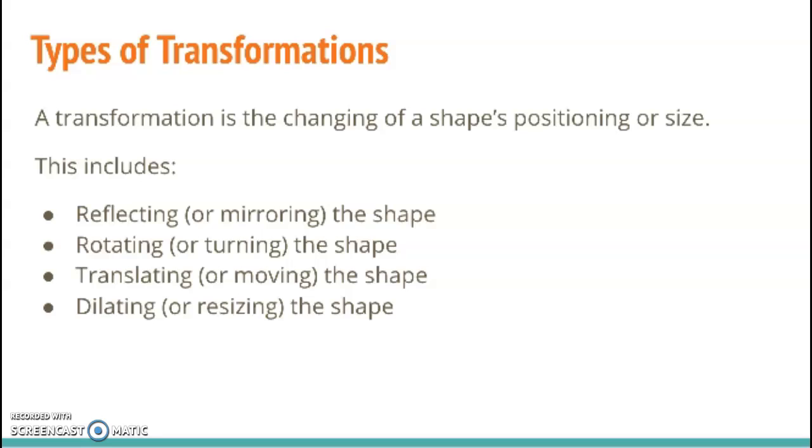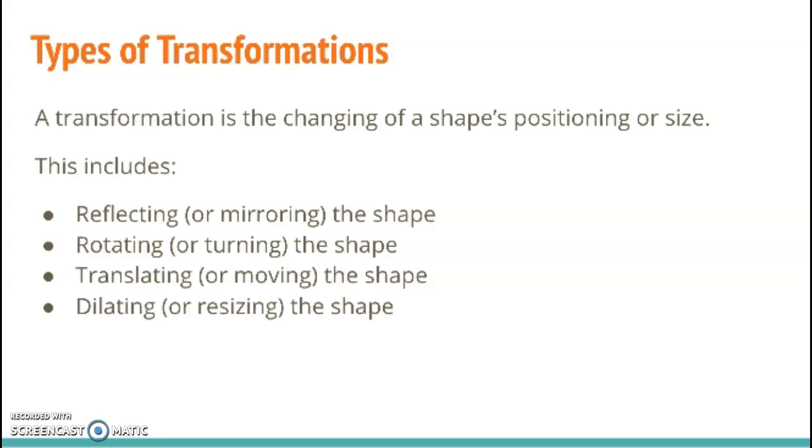And here are the 4 types of transformations. Again, the big title transformations just means how a shape might be changing its positioning or its size. And with these transformations, there are 4 specific types, which are reflections, rotations, translations, and dilations.